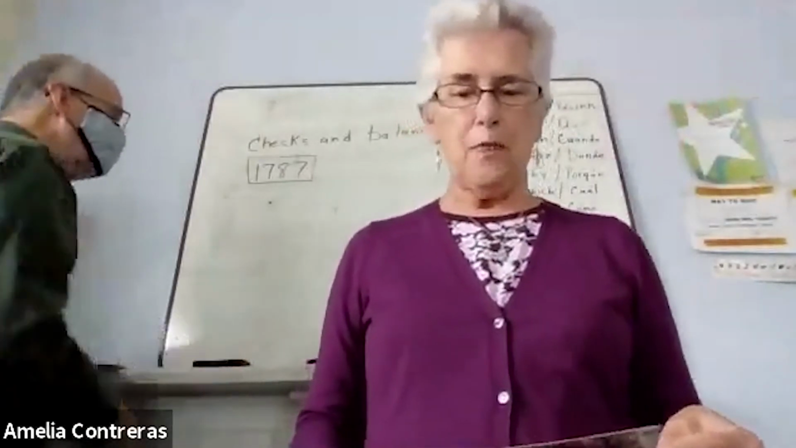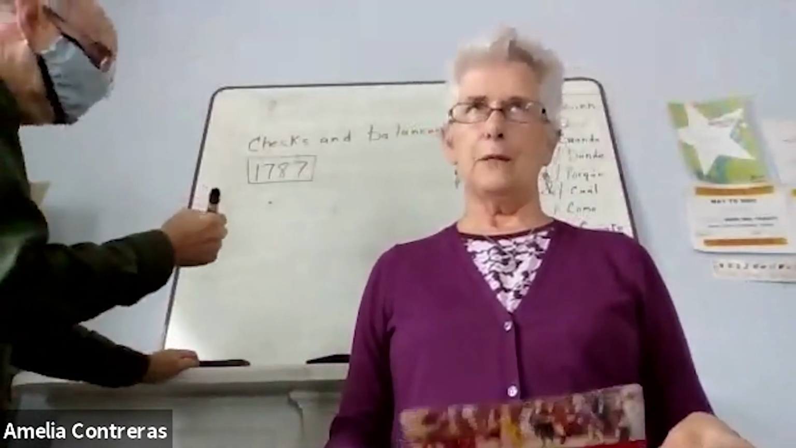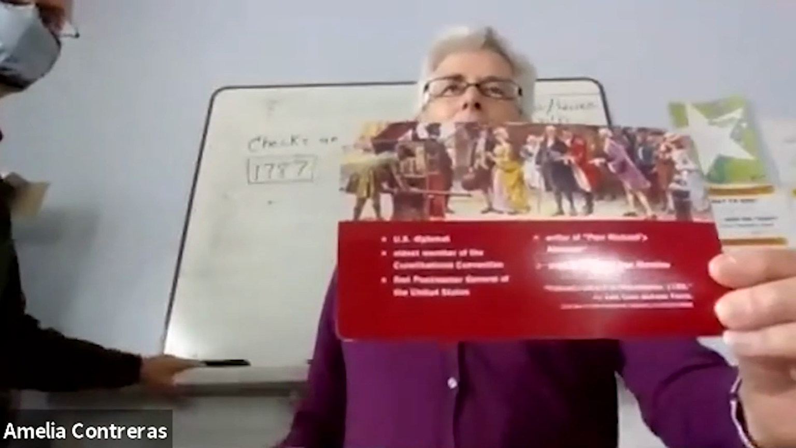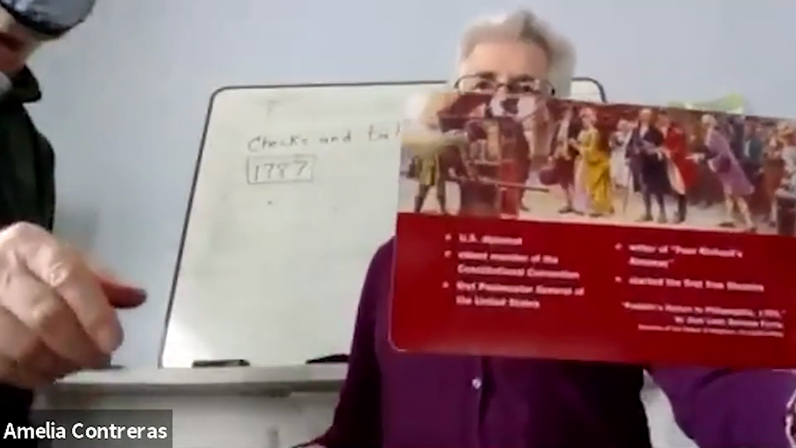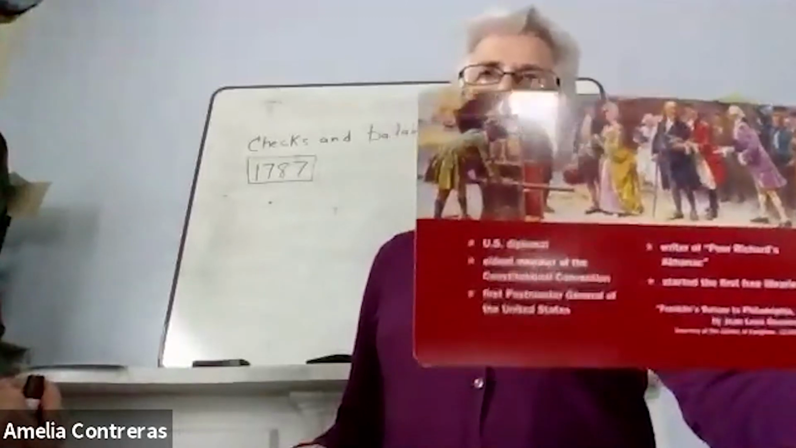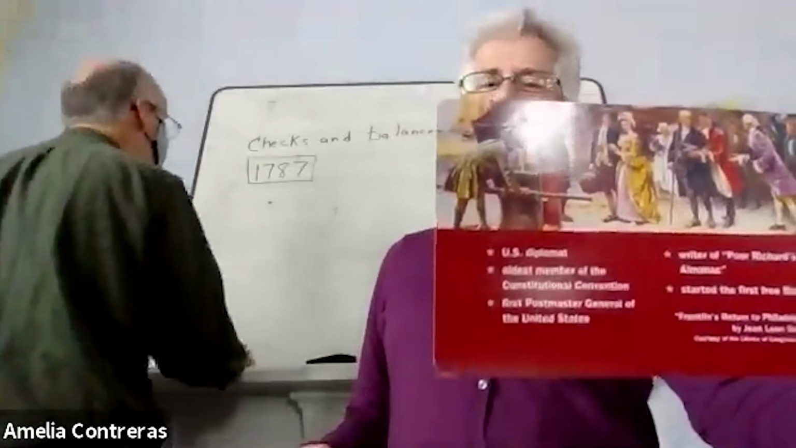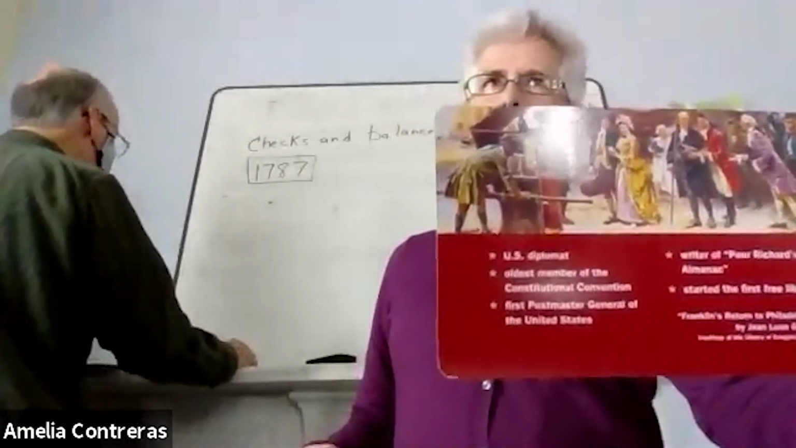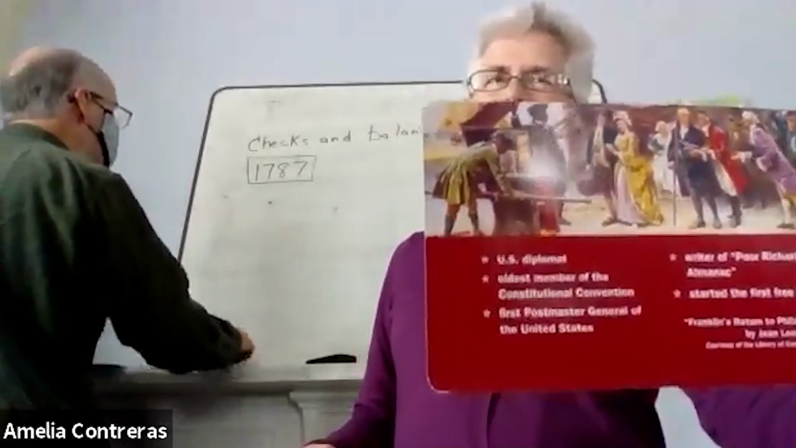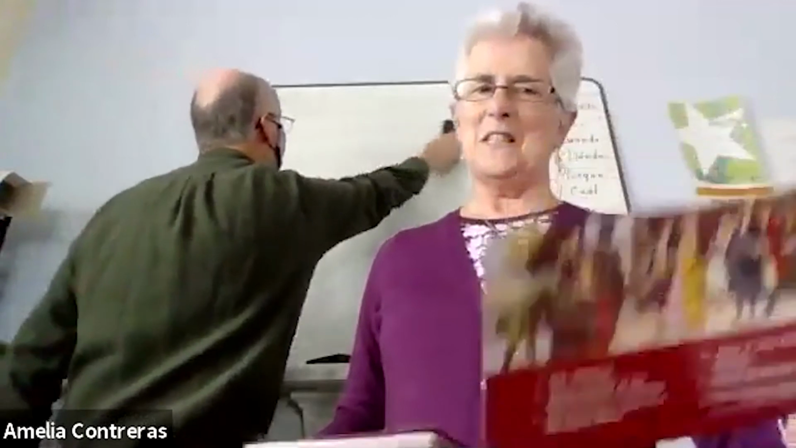What is one thing Benjamin Franklin is famous for? He was famous for many things. U.S. diplomat, oldest member of the Constitutional Convention, first Postmaster General of the United States, writer of Poor Richard's Almanac, started the first free libraries. Most of the students remember U.S. diplomat. It's the easiest one, I think.